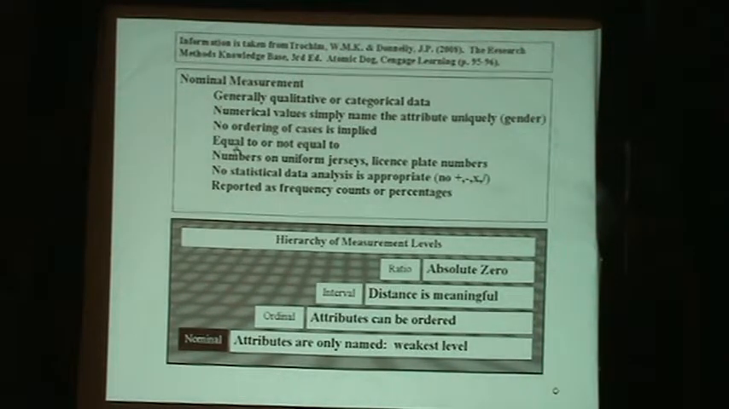It belongs in this pigeonhole or it doesn't belong in this pigeonhole. Examples of numbers in nominal data would be numbers on the uniforms in sports. They purely identify the player. License plate numbers, social security numbers, types of dogs, these are all nominal data. And there is no statistical analysis that is appropriate. There is no addition or multiplication, subtraction, or division. Generally, nominal data is reported as frequency counts or percentages.